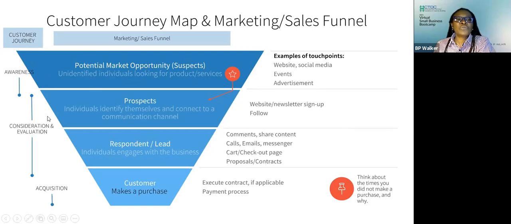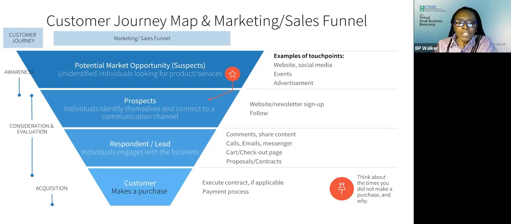And then they go into consideration and evaluation, meaning they become a prospect when they identify themselves and connect to at least one communication channel with our business. So this is why you will need to have sufficient channels for the prospects to reach you, whether that be the website, a number of social media accounts, or email. Some businesses even work over a text messaging application and other formats.